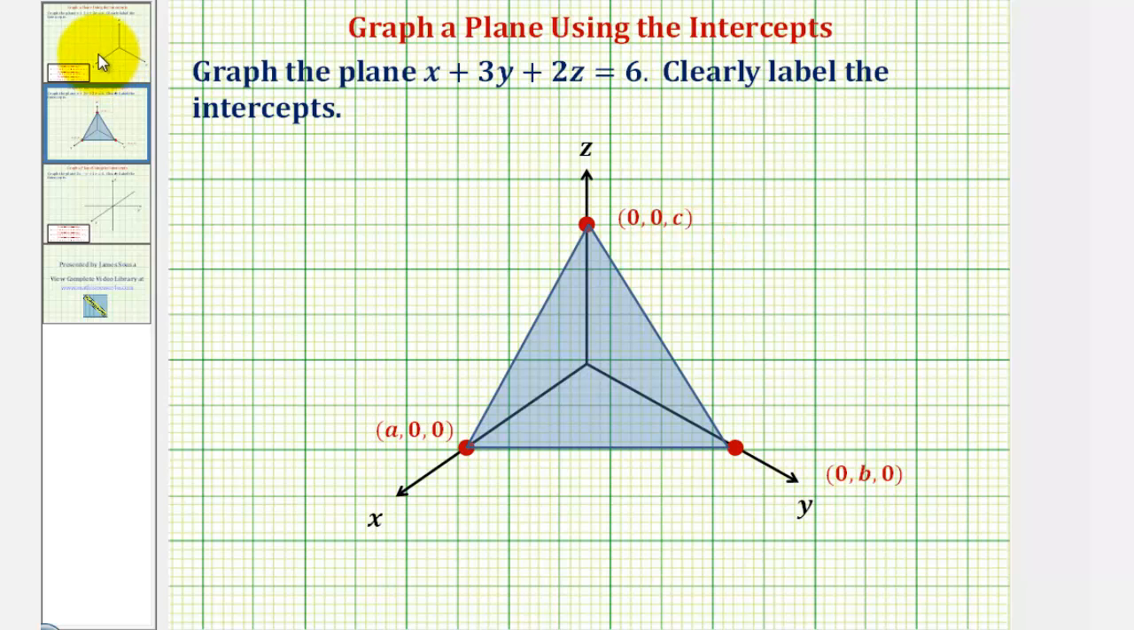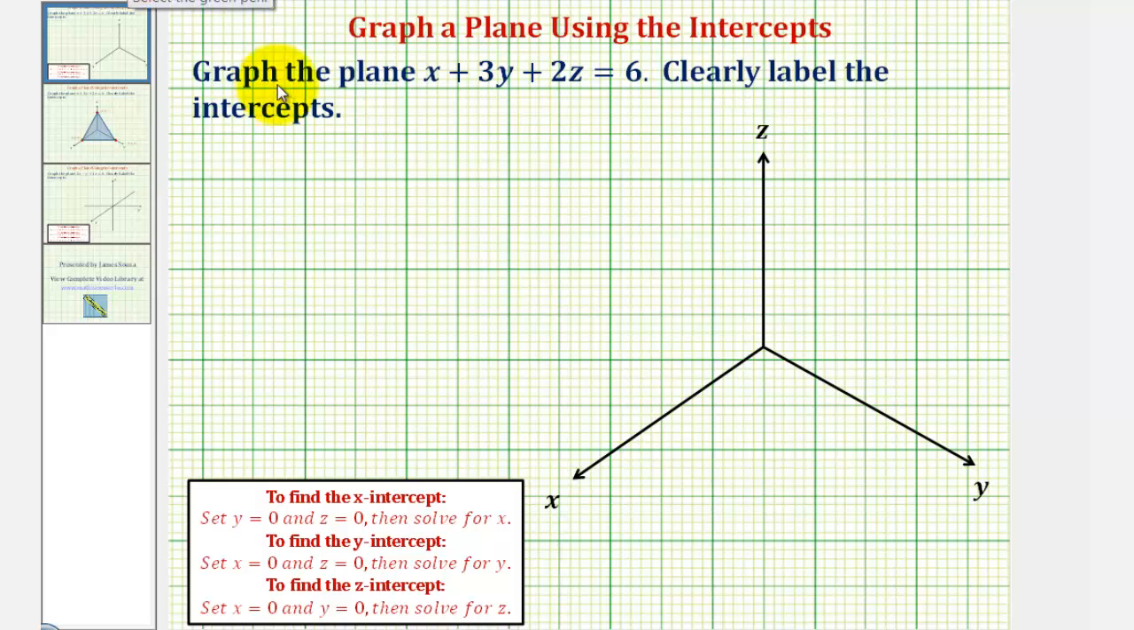So going back to our example, let's begin by determining the x-intercept, which means we'll set both y and z equal to 0 and solve for x. And we'll go ahead and show the substitution in this first example. So if y is 0 and z is 0, we'd have the equation x plus 3 times 0 plus 2 times 0 equals 6. This simplifies nicely to just x equals 6, which is the x-intercept. The x-intercept is the point (6, 0, 0).